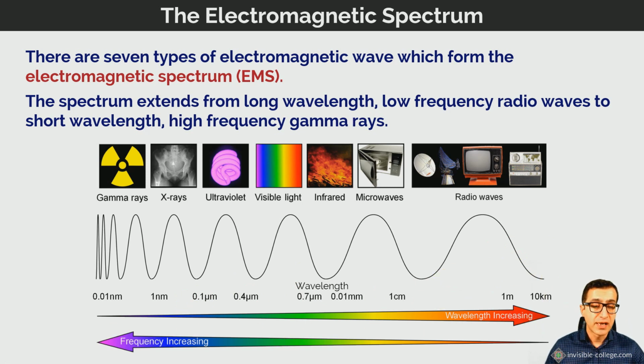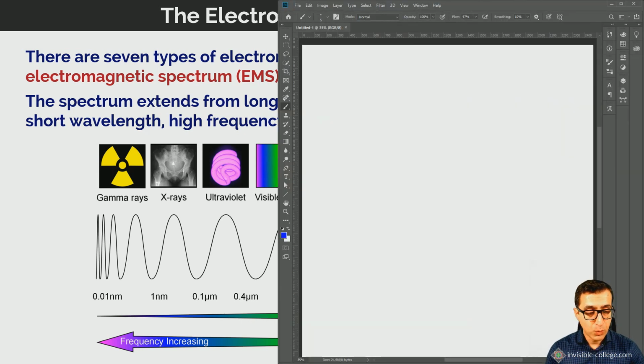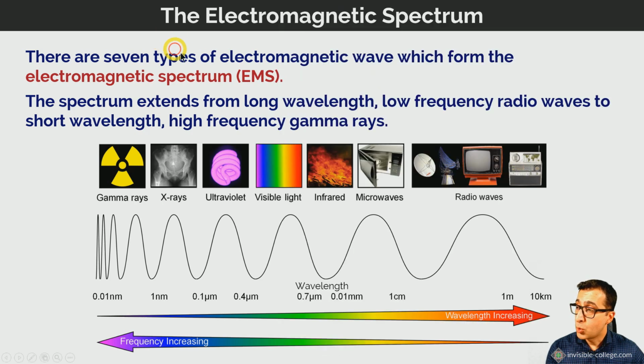Now the reason for this is because of the wave equation. So if we take a look at the wave equation, we mentioned that the speed of a wave, including any kind of electromagnetic wave, is equal to its frequency multiplied by its wavelength. What this means is if the speed of a wave remains constant, now all of these in a vacuum travel at the same speed, the so-called speed of light. Light is just another example of electromagnetic waves.